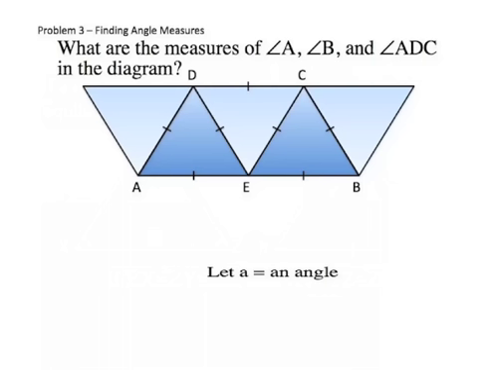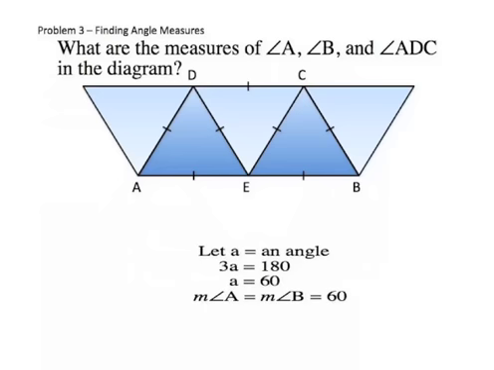So the first thing we need to do is find the measure of an angle. So we're going to let A represent the measure of an angle. Using the triangle angle sum theorem, we're going to set this relationship up to be 3A, or 3 times A, equals 180. Finally, using the division property of equality, we're left with A equals 60.